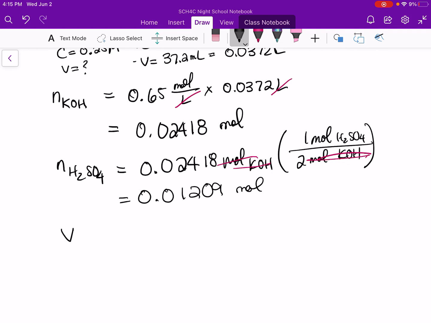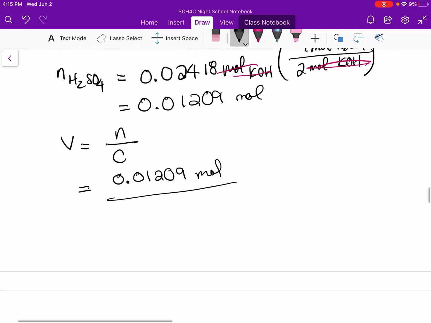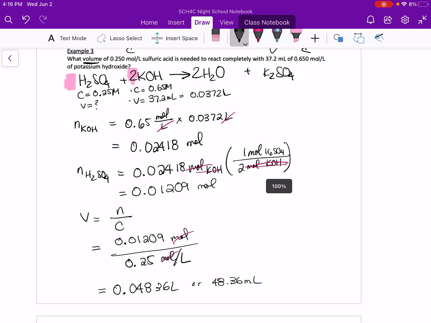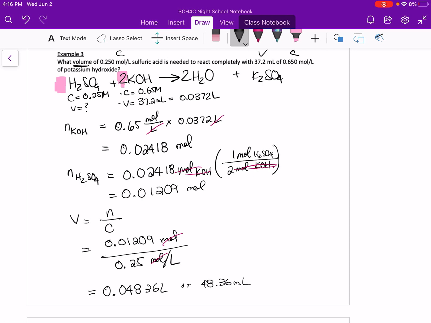When I want to find my volume, I take my moles divided by my concentration. So I have 0.01209 moles of sulfuric acid, and the concentration given to me in the question is 0.25 moles per liter. This gives me a volume of 0.04836 liters, or 48.36 milliliters. And that's how you solve for volume when given the concentration and volume and concentration of an acid and a base.